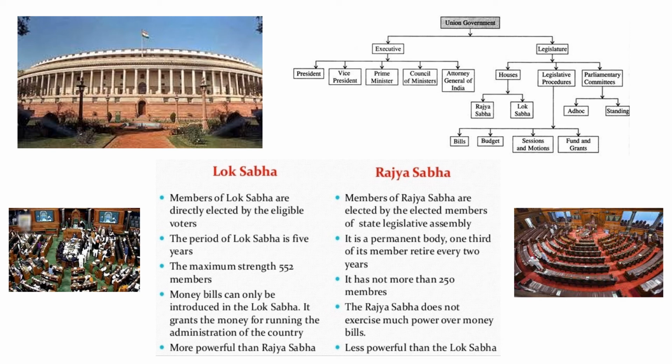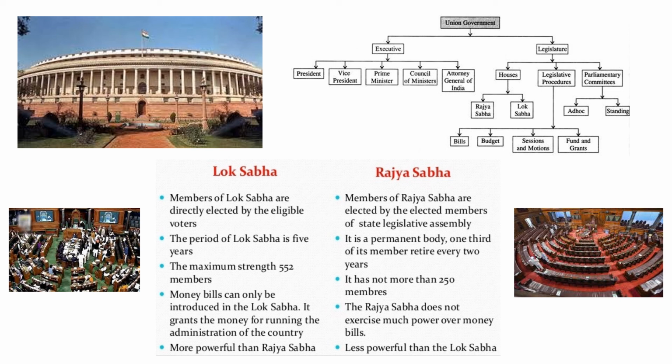The executive consists of the President, Vice President, Prime Minister, Council of Ministers and Attorney General of India. Whereas the legislature has two houses, that is Rajya Sabha and Lok Sabha, which have the authority to pass the bills, budget, sessions and motions, funds and grants. The difference between the Lok Sabha and the Rajya Sabha: members of Lok Sabha are directly elected by the eligible voters, whereas the members of Rajya Sabha are elected by the elected members of the state legislative assembly.